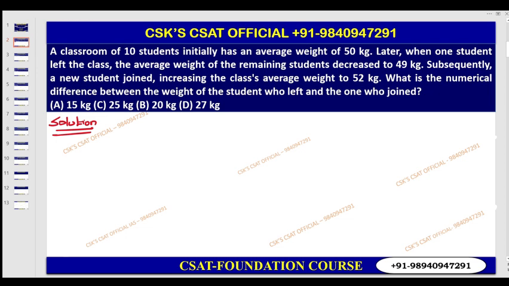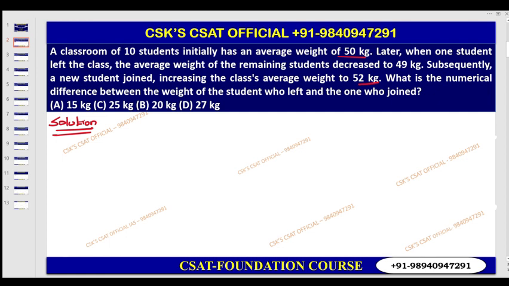model-based questions here. A class of 10 students initially has an average weight of 50 kg. Later, when one student left the class, the average weight of the remaining students decreases to 49 kg. Subsequently, a new student joined, right? Then increasing the class average weight to 52 kg. So what is the numerical difference between the weight of the students who left and the one who joined?